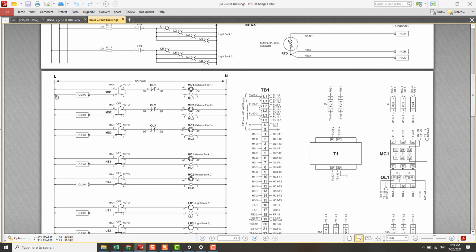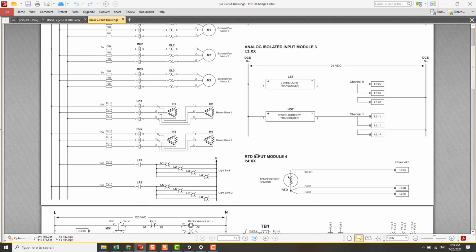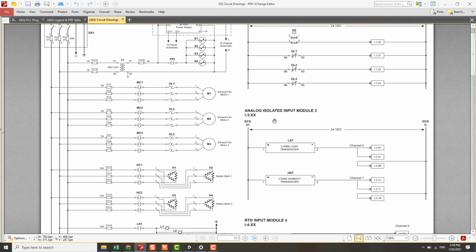Okay, so even though we don't jump to the conclusion by thinking that the PLC output card is faulty and we want to change it, no, we should check the other circuit first. Maybe the problem is from another circuit.